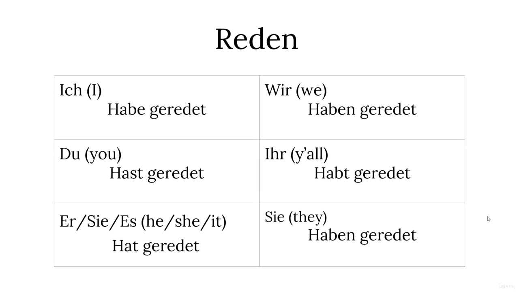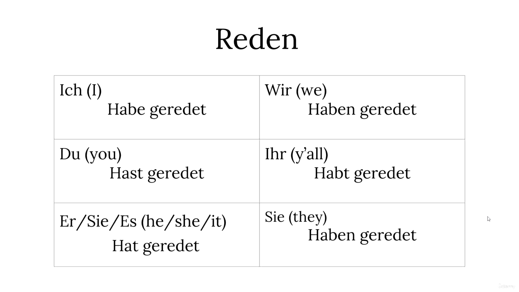An example would be the verb reden, which means to talk. Let's see. So the special form would be geredet. As long as you know that, the only thing that you have to do now is change the verb haben based on the pronoun. So you say, ich habe geredet.